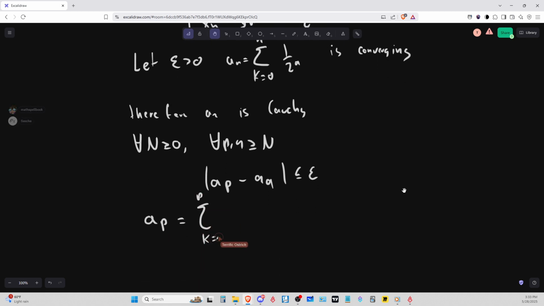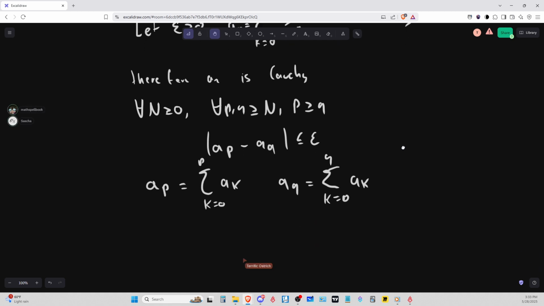So a_p is just going to be this sum, and a_q is going to be this one. If I subtract the two together, I can suppose a little bit more. I can suppose that, for example, p is bigger than or equal to q, because one of them has to be.